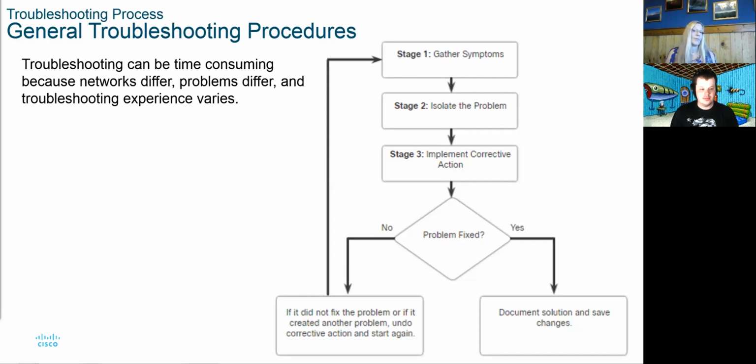But there are those instances where things break. So there's several different troubleshooting processes that you can use to solve a problem. And this is a logical flow chart of a simplified 3-stage troubleshooting process. You're going to gather your symptoms, isolate your problem, and implement your corrective action. And if that didn't work, you're going to try something else.